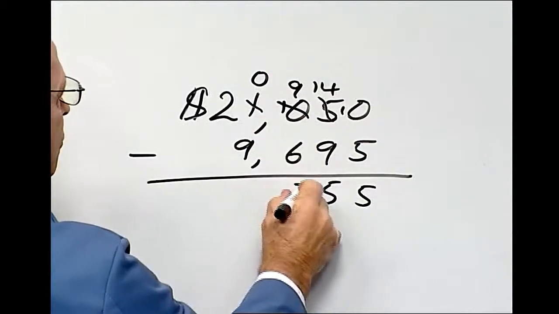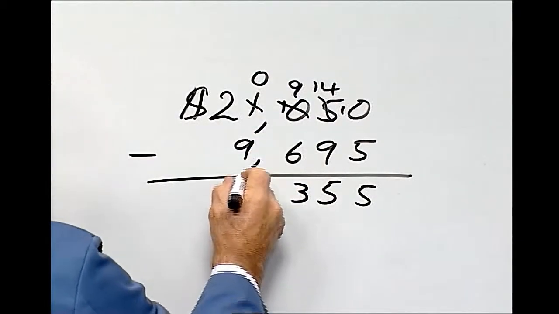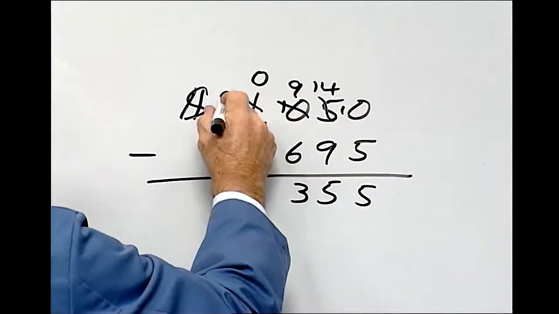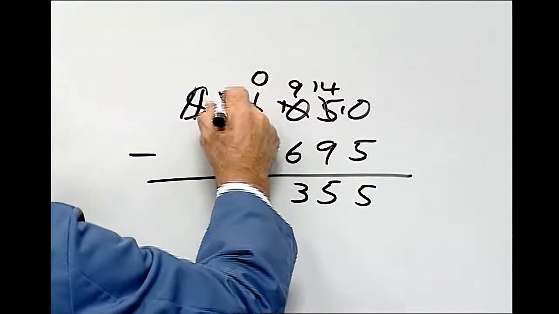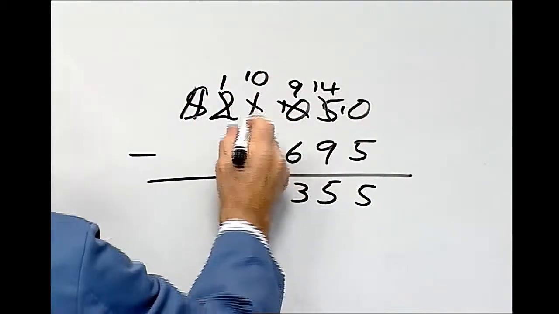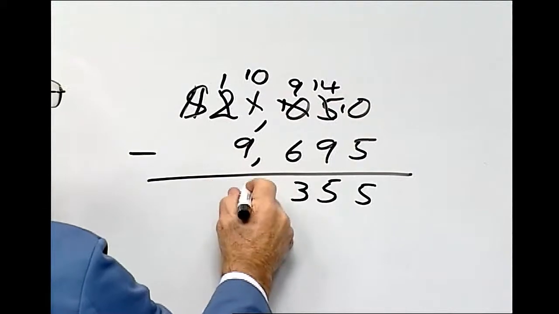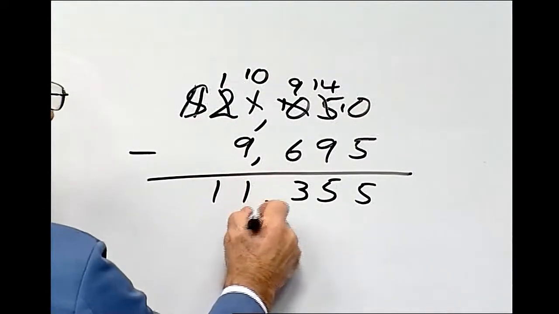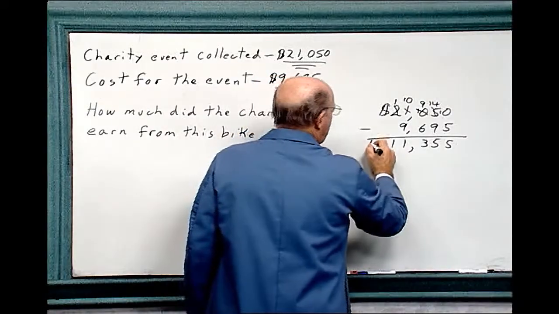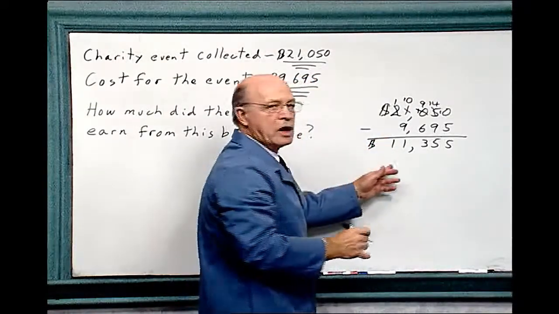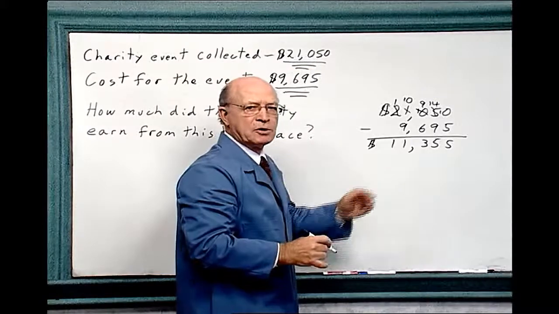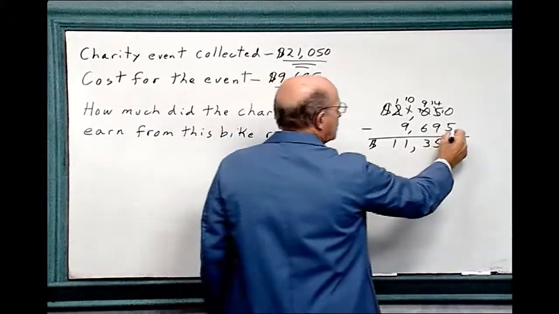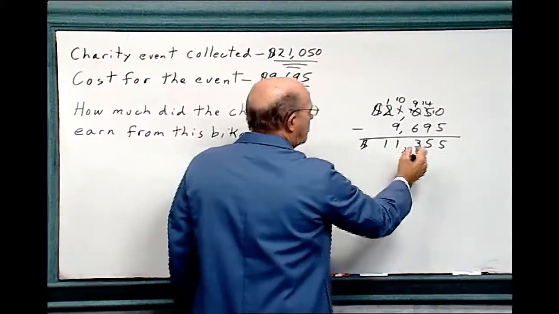6 from 9 is 3. And then we cannot take 9 from 0, so we have to borrow from over here, 1 from over here, make this a 1. So that makes 9 from 10 is 1, and 0 from 1 is 1. So they made $11,355.